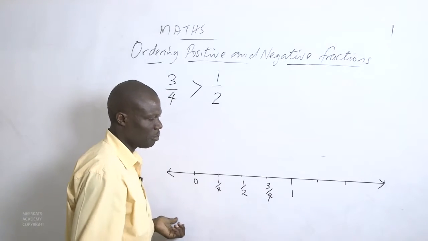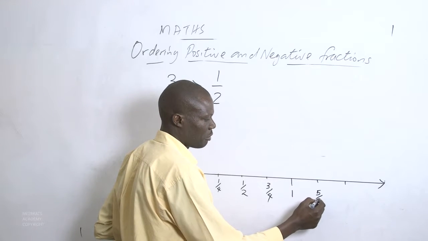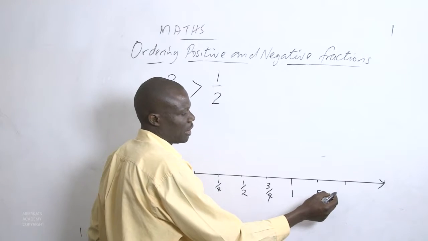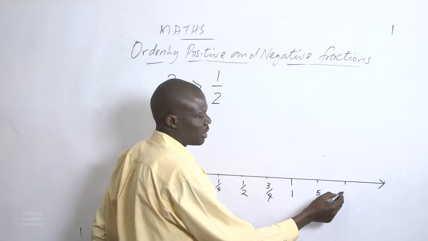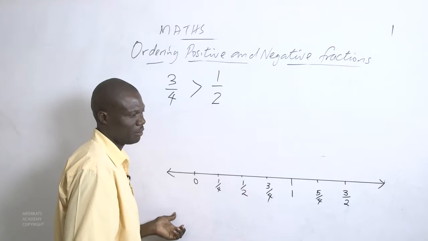This is the fifth part, which is 5 over 4, or as a mixed numeral, 1 and a quarter. This is 6 over 4, which is the same as 3 over 2, or 1 and a half.